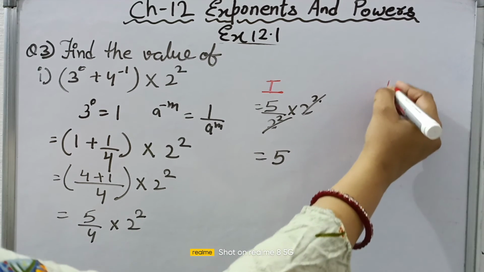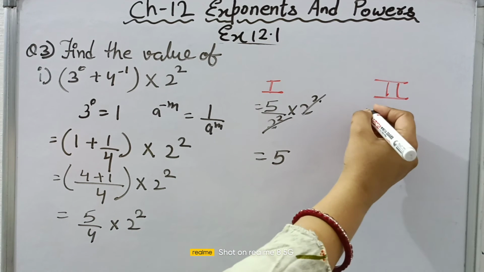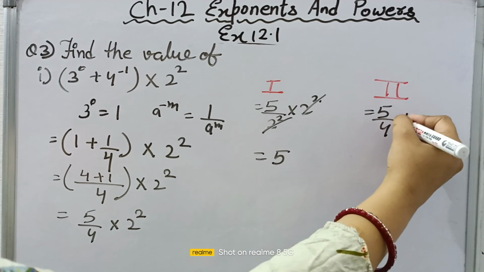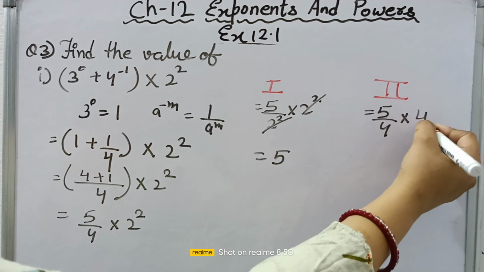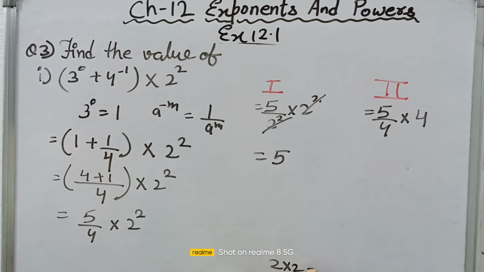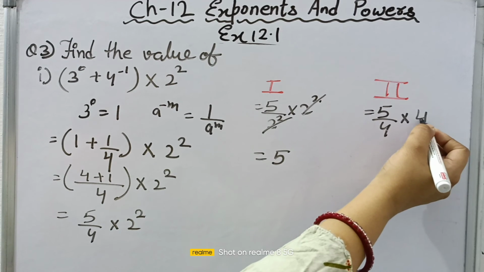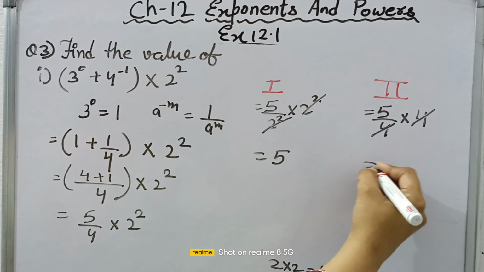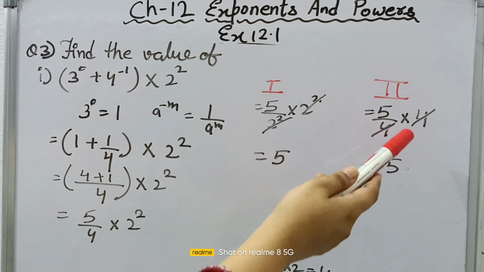Right? Second way, if you write 2 raised to the power 2 in terms of its value, so 2 raised to the power 2 means 4, because square of 2 is 2 multiply 2, which is 4. So we will write here 4. Now this 4 is here and this is here. We can cancel it out and our answer will become 5. So answer is same, only the method for calculation is different. You can choose any one of the methods.